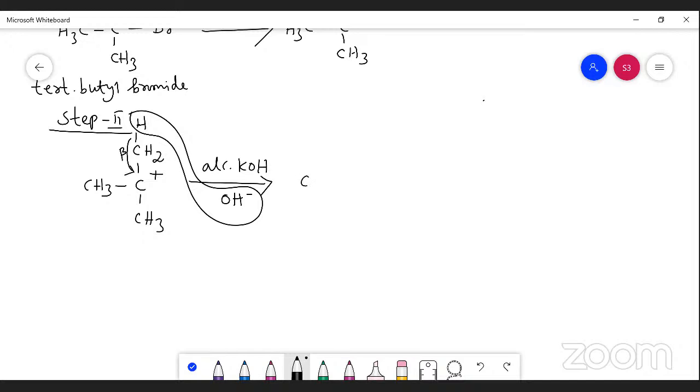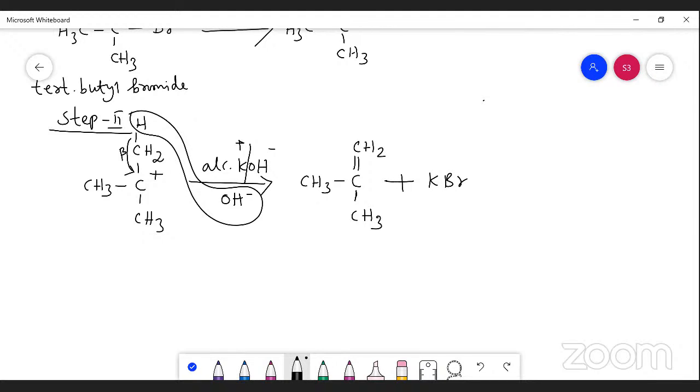So this becomes CH3, C double bond CH2, CH3. Okay, and we already knew that in the first step the bromide added with this K, so this becomes KBr, potassium bromide. Okay, now is it clear?